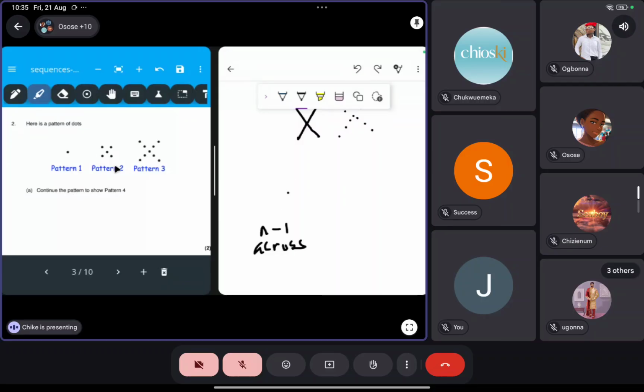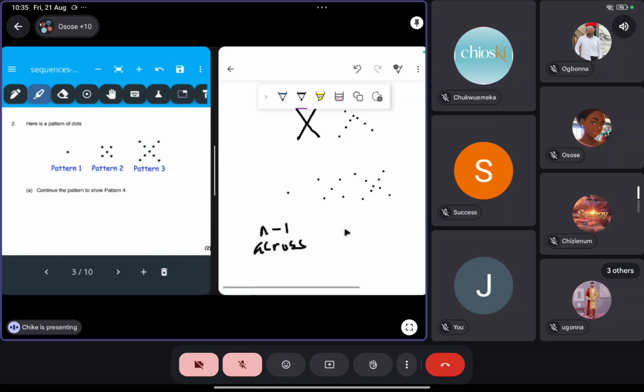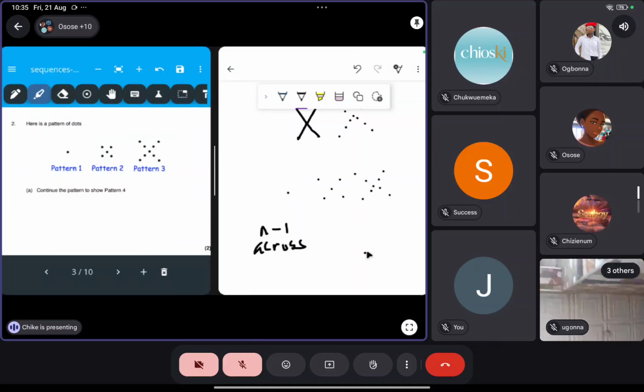Are you getting me? For pattern 2, after 1, how many would you have across? It will be 2 minus 1, which is 1. So I'll have 1 here, 1 here, 1 here, 1 here. Then for pattern 3, n minus 1 across will be 2. So after the central 1, I'll have 1, 2, 1, 2, 1, 2, 1, 2. Either way, we all got the same pattern, right? For pattern 4, how many will I have across? 3, which is 1, 2, 3, 1, 2, 3.